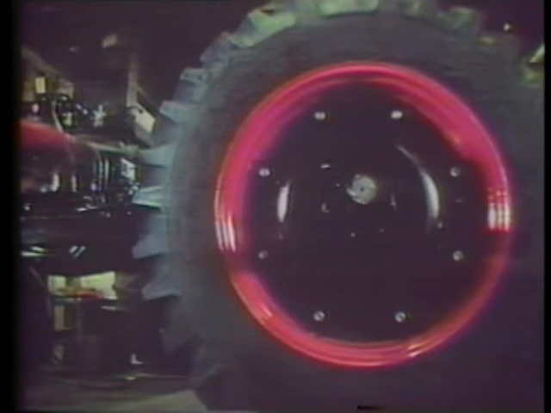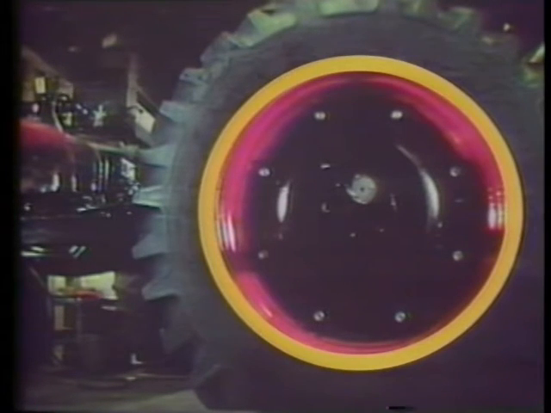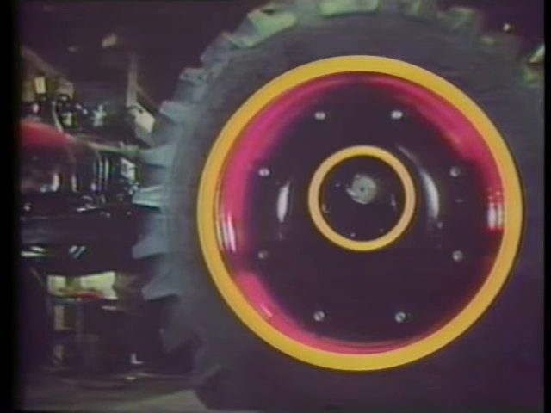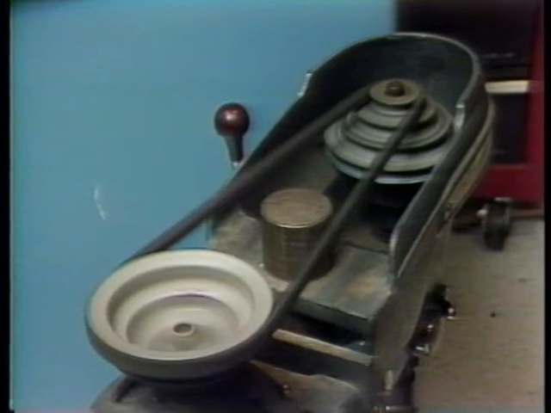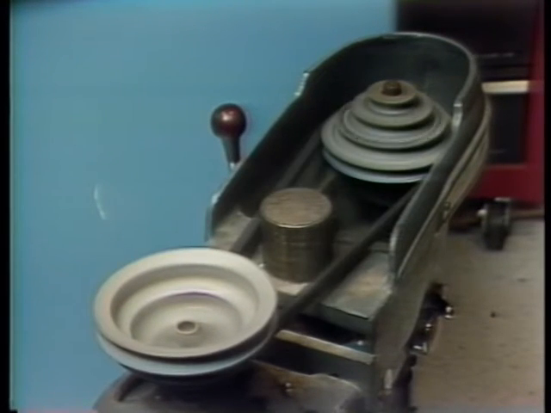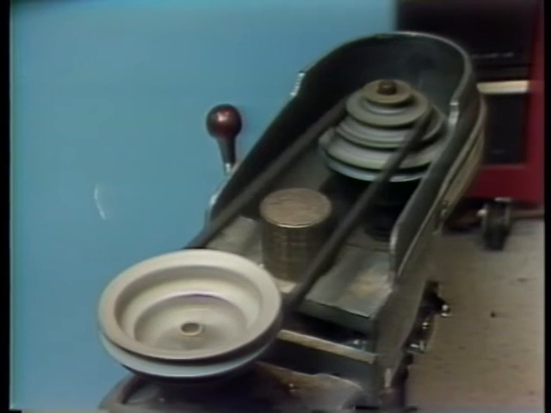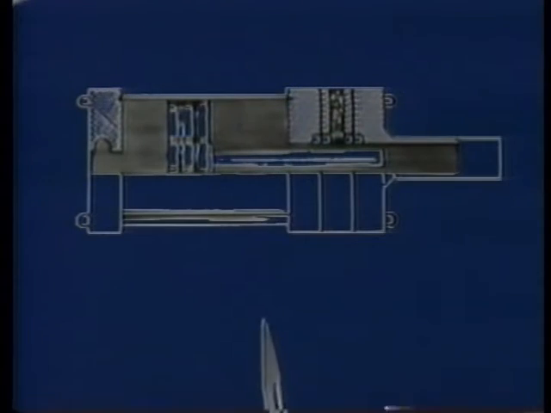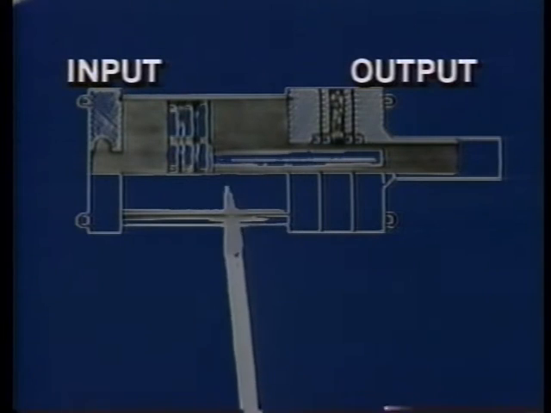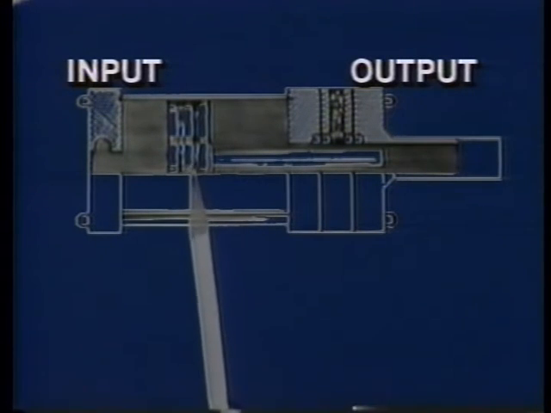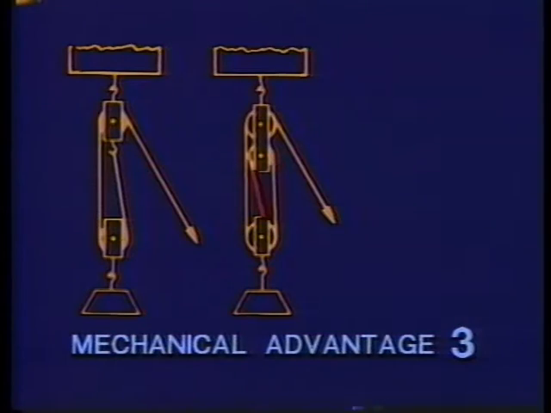Finding mechanical advantage by comparing sizes means comparing the sizes of a wheel compared to its axle, or comparing the sizes of input and output wheels. That could be either on a belt drive, a chain drive, or a gear system. Comparing size can also be the size of the areas on the input and output pistons in a hydraulic system.